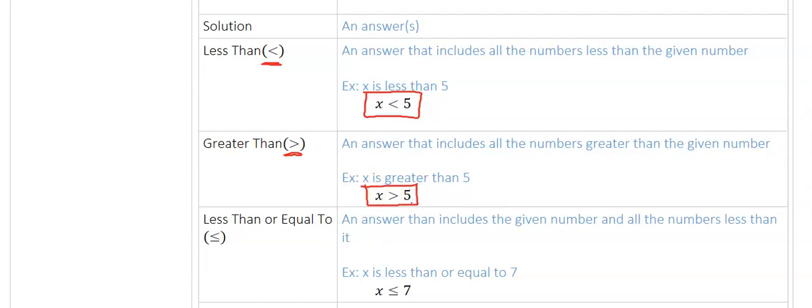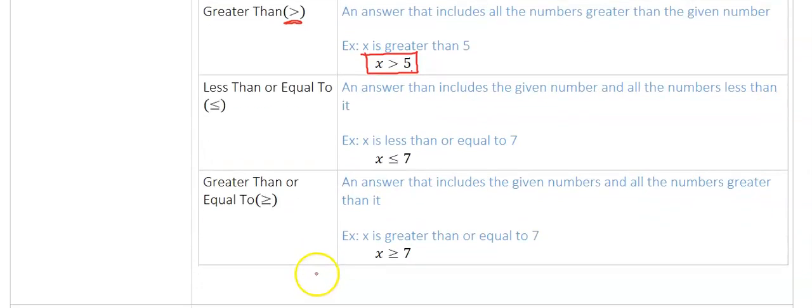We also have less than or equal to. So the answer can include the given number and all numbers less than it. So for example, x is less than or equal to 7. And our last definition, we have greater than or equal to. So our answer includes the given number and all the numbers greater than it. So our example is x is greater than or equal to 7.